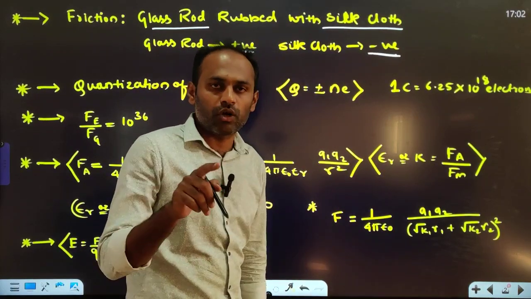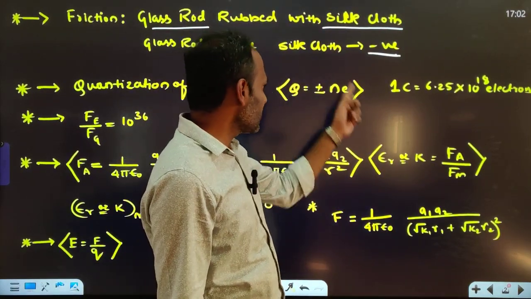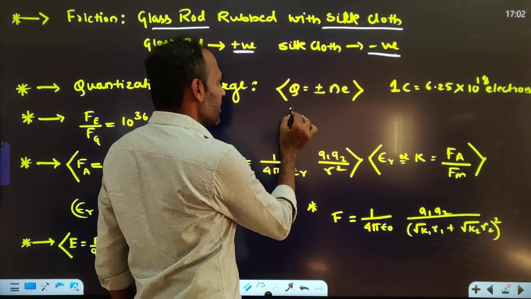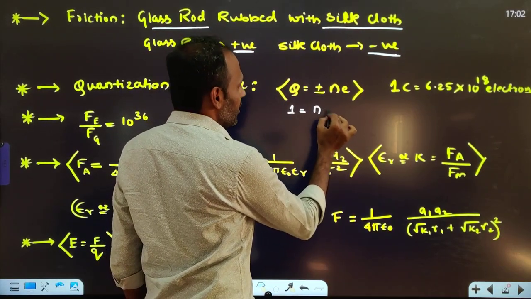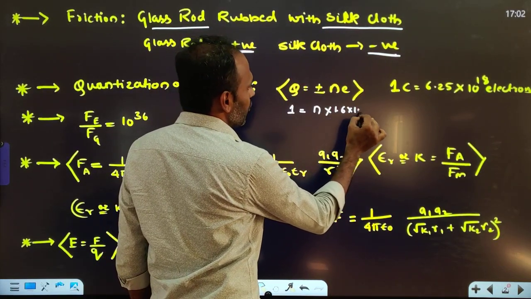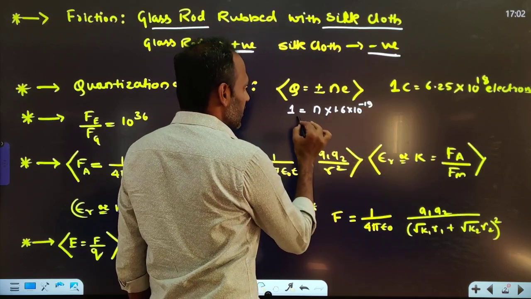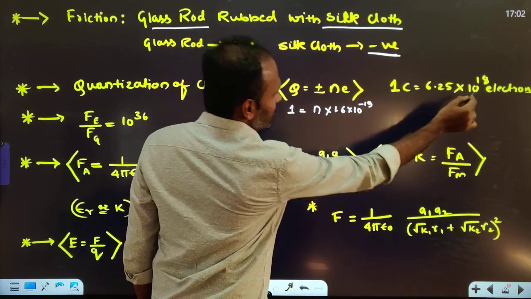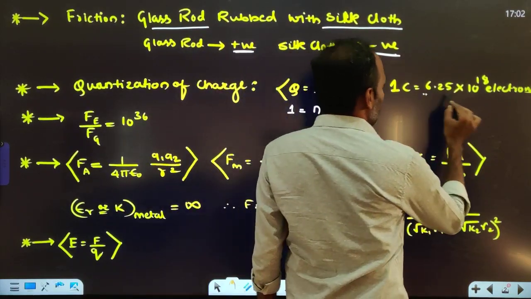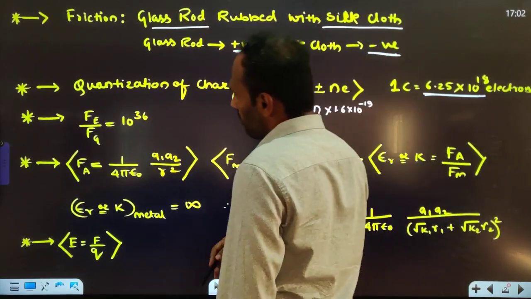In 1 coulomb of charge, how many electrons will be there? We can calculate that by this only. Here take Q is equal to 1 and E is 1.6 into 10 to the power minus 19. So take n is equal to 1 divided by this much, you will get 6.25 into 10 raised to 18 electrons present in 1 coulomb of charge.